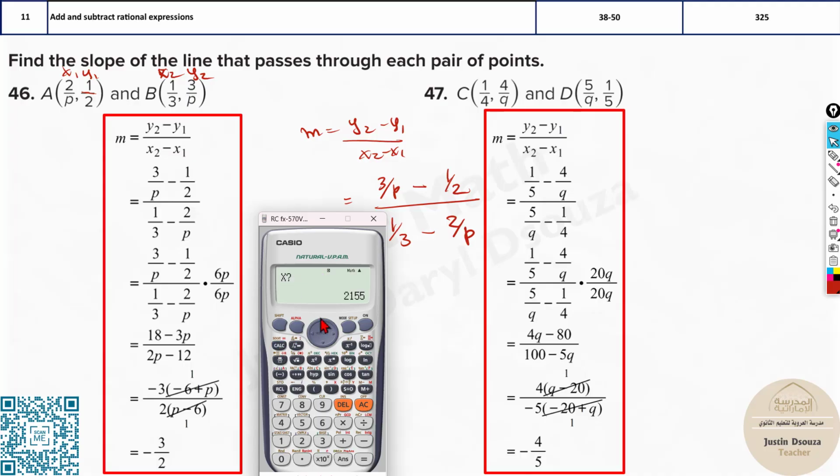Now calculate this because x is taken. I'd say I'll generally go with 2. What is the answer? Negative 4 by 5. You can try the same thing and calculate it at any value, you will get the same answer. So that's how we solve it up.